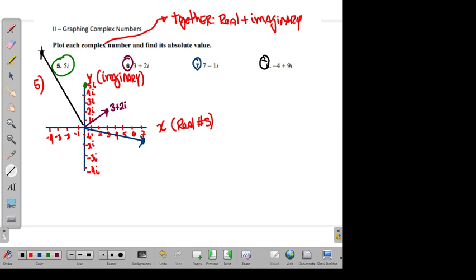I make an arrow here. And actually, I'm going to put the name of it. People like to put, especially in science, they like to write it alongside: negative 4 plus 9i. Right? And the blue one was 7 minus 1i. All right? So that's it.